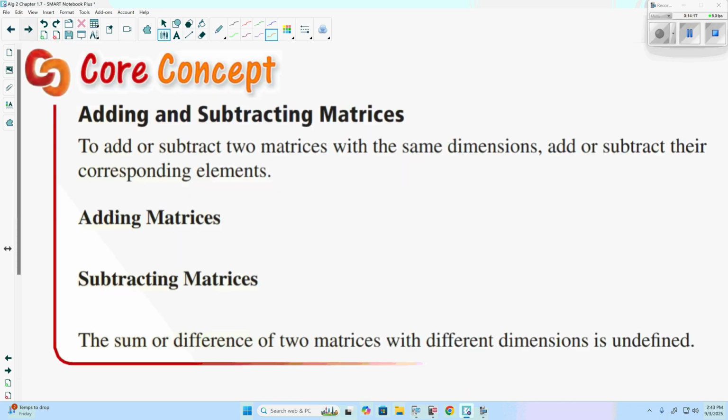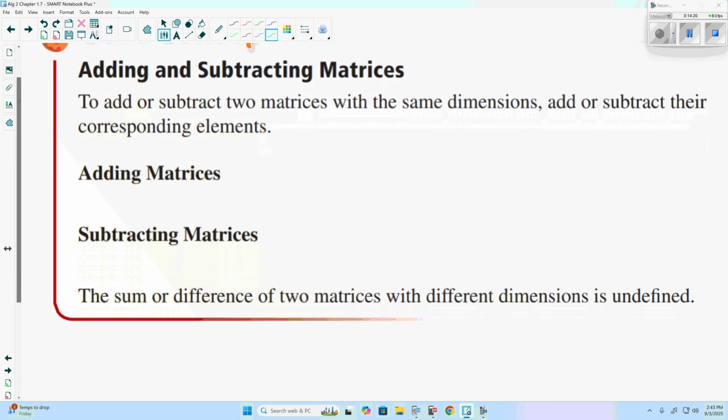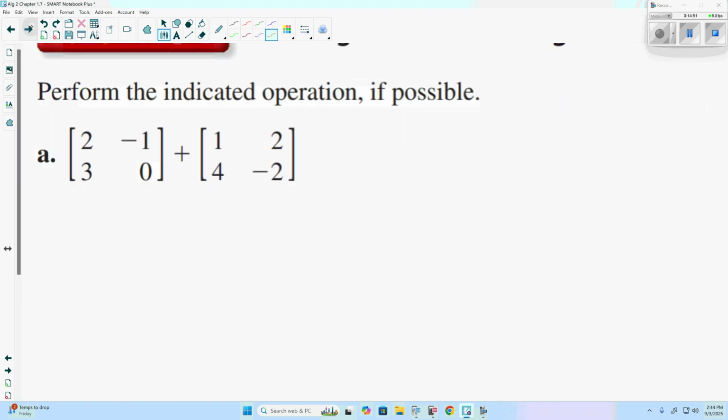Now, what we're looking at today is, first off, addition and subtraction with matrices, adding and subtracting two matrices. Now we can add and subtract two matrices if the dimensions are the same. If the dimensions are the same, we add the corresponding elements. If the dimensions are different, it is undefined. We cannot add or subtract the matrices.